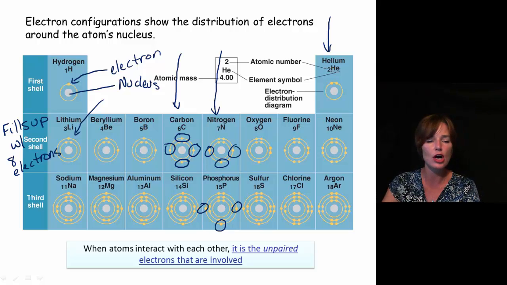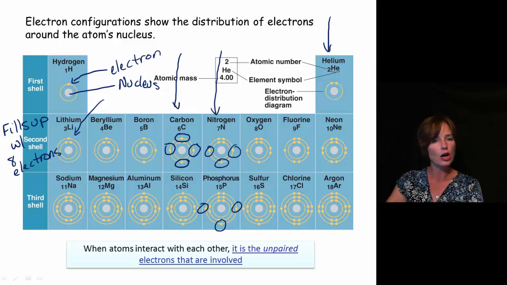The third shell is also going to fill up with 8 electrons, and all of those elements that are found in the third shell are trying to obtain partners for those unpaired or lonely electrons that they have in their shell.